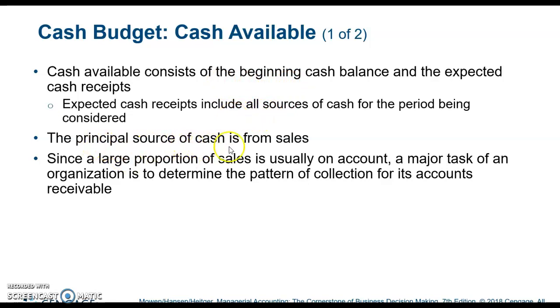The principal source of cash is from sales, especially cash sales. So when we sell our product or service for cash, people hand us cash. That includes them handing us checks, and it also includes them using a credit card or debit card, because we're going to get the cash usually within a day or two. And so we can count that just like a cash sale.